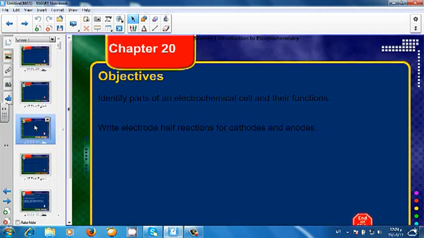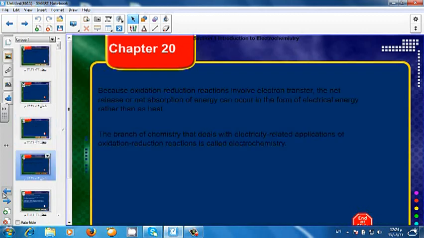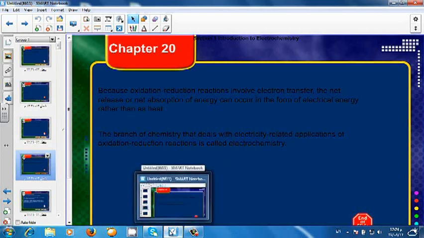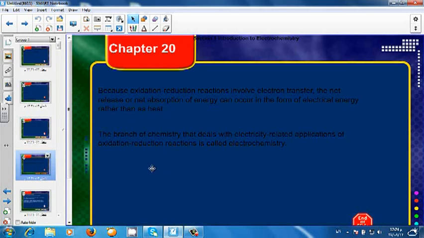We have to identify parts of the electrochemical cell and their functions, and we'll write the electrode half reaction for the cathode and the anode. Because oxidation reduction reactions involve electron transfer, the net release or the net absorption of energy can occur in the form of electrical energy rather than heat, because electrons transfer from one part to another.